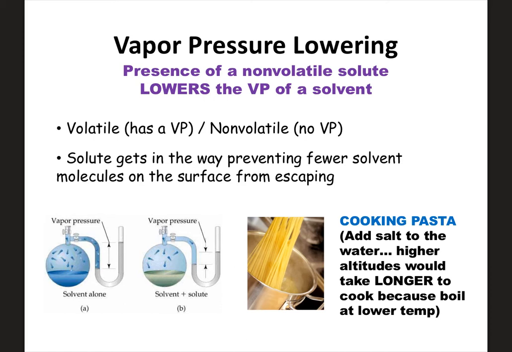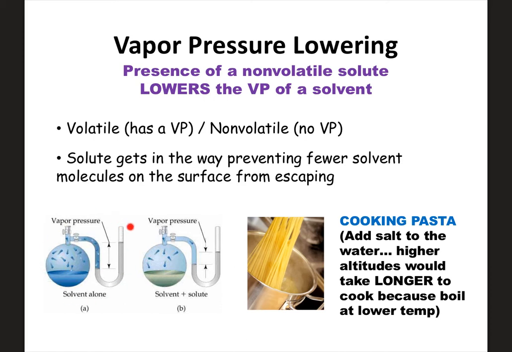The basic way to think about this is that when you add a solute, the solute gets in the way and it prevents these solvent molecules from escaping into the gas phase. So the vapor pressure goes down. All right, you really need to think about that. The solute gets in the way and prevents those solvent particles from leaving and turning into a gas. So the vapor pressure is always going to be lower here.